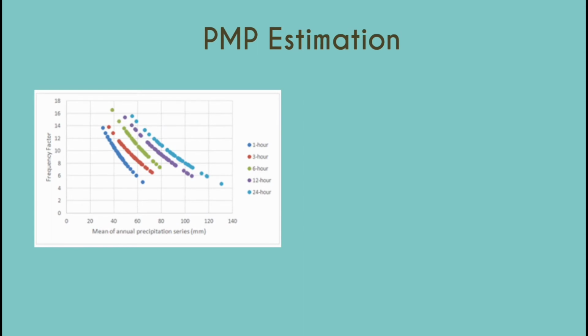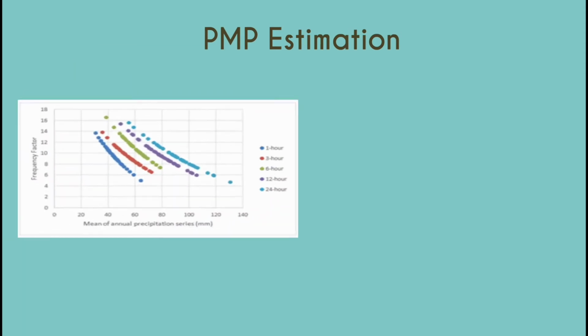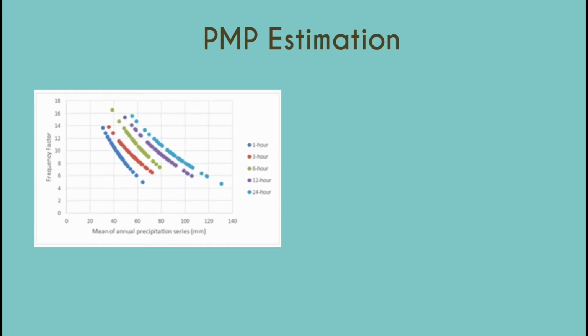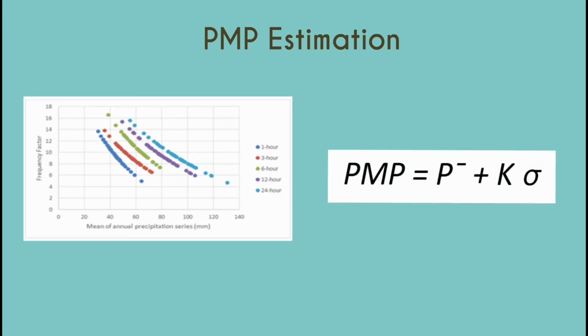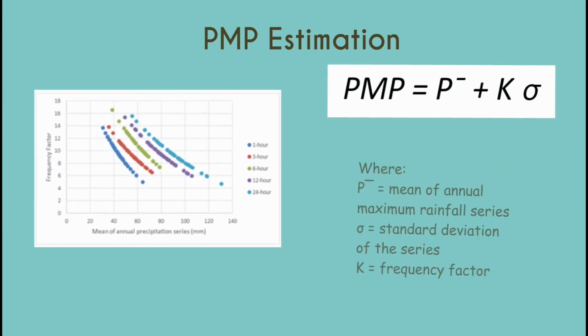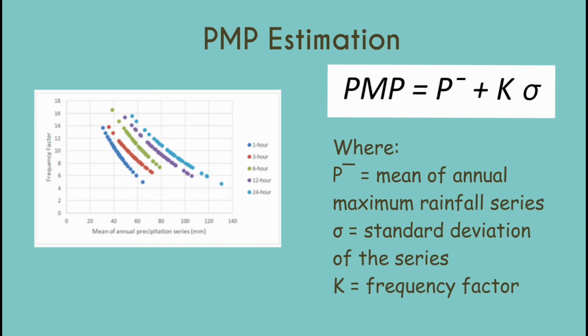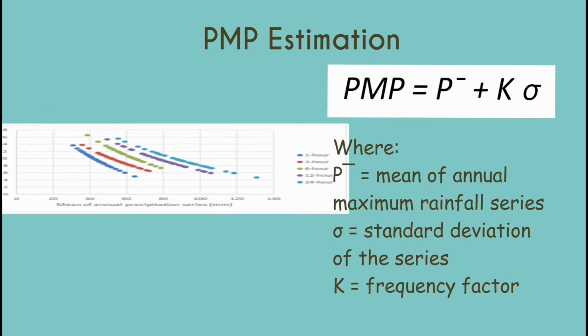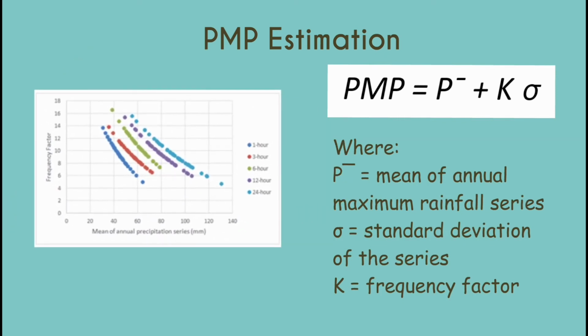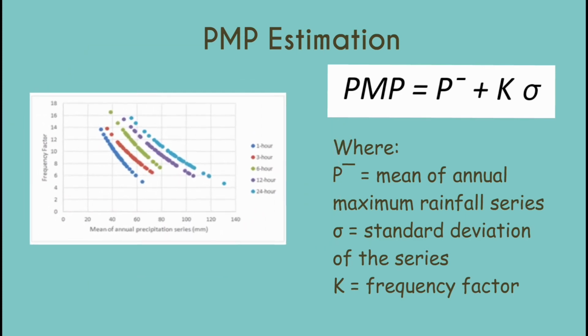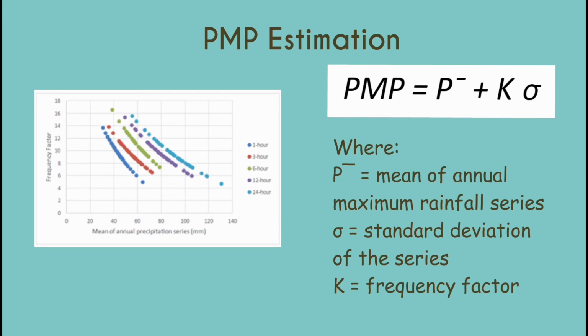Statistical studies indicate that probable maximum precipitation can be estimated as PMP equals P bar plus K sigma, where P bar is the mean of the annual maximum rainfall series, sigma is the standard deviation of the series, and K is a frequency factor which depends upon the statistical distribution of the series, number of years of record, and the return period.